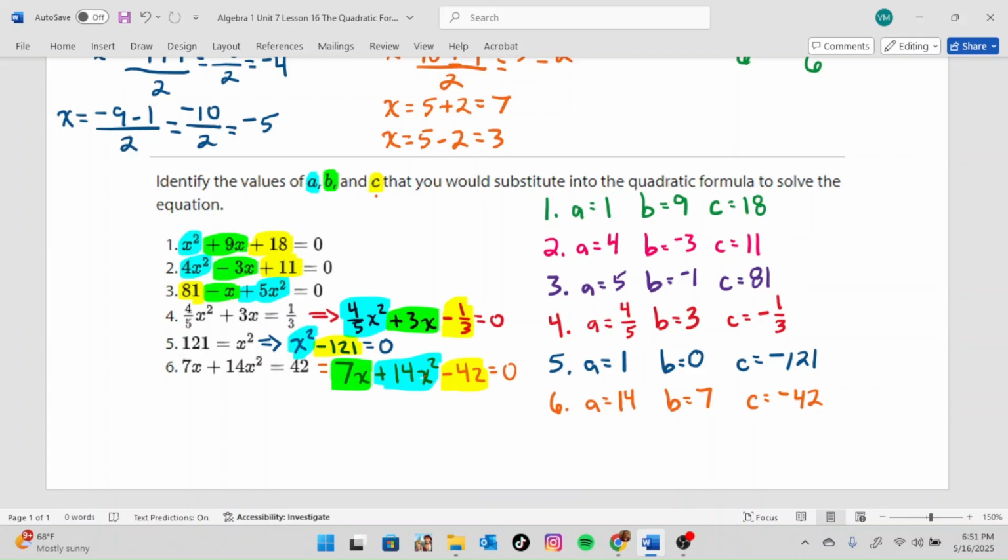So a couple of takeaways from this practice problem. Number 1, you must set it up so that it is equal to 0 before you identify a, b, and c. Once it is set equal to 0, remember, it is not the order that makes it a, b, and c. A is always the coefficient with x squared. B is always the coefficient with x. And c is always the constant that is by itself. Order does not matter.